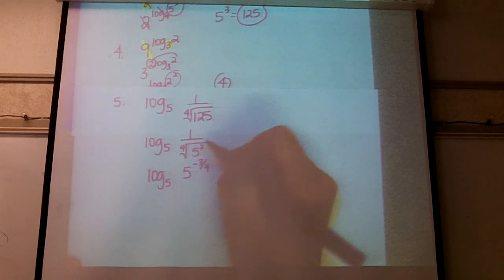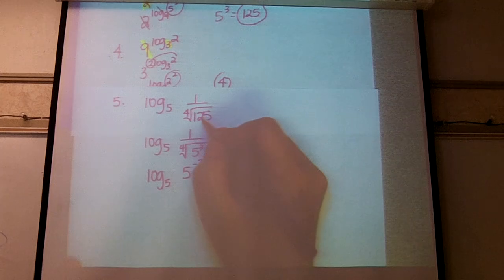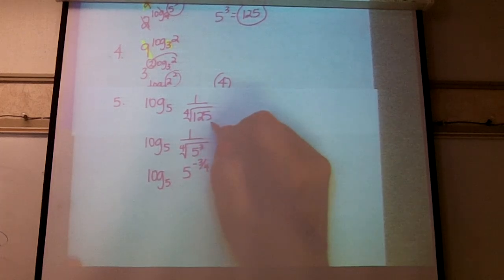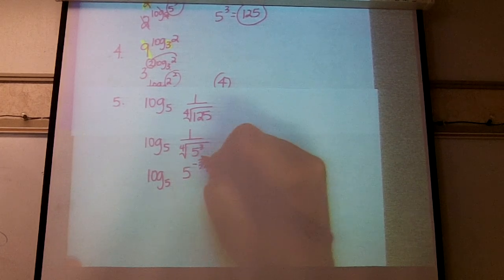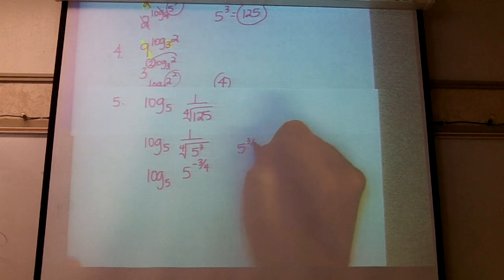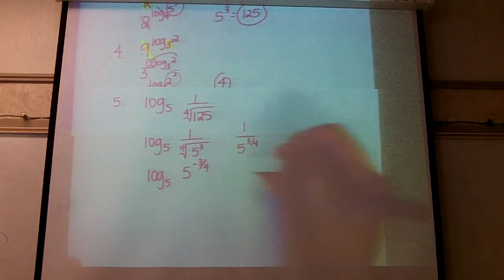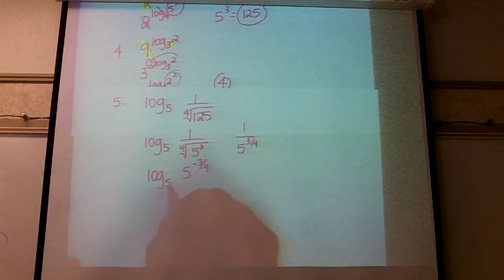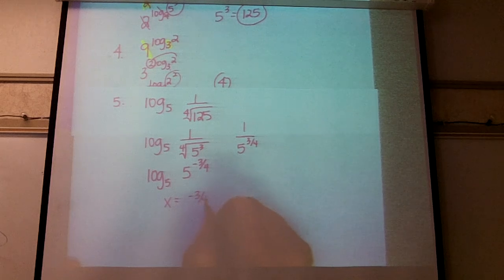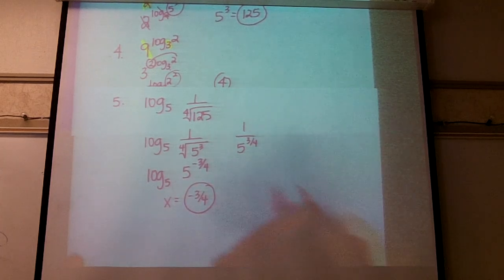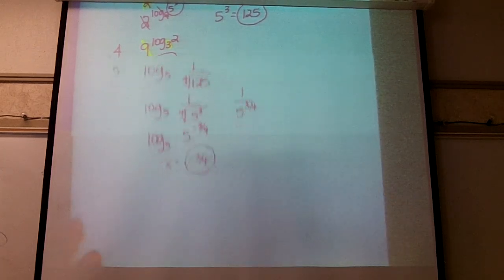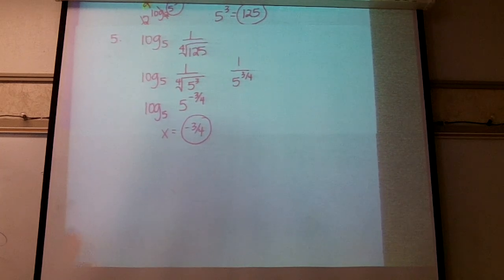If you recall, now that you've tried this, hopefully you guys got this right. So 125 is 5 cubed. It's inside a fourth root, which means it's 5 to the 3/4. But it's in the denominator, which means you move it to the top and make it negative. So now these are the same, so you just get negative 3/4. And you can write x equals or just negative 3/4. It doesn't really matter. That's what it evaluates to.